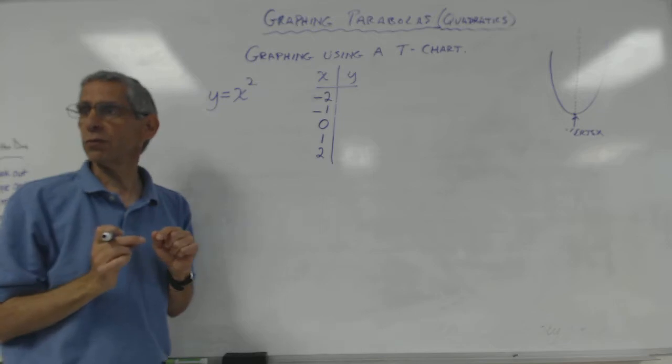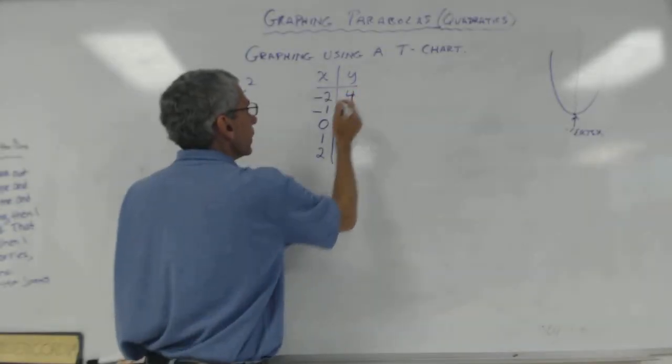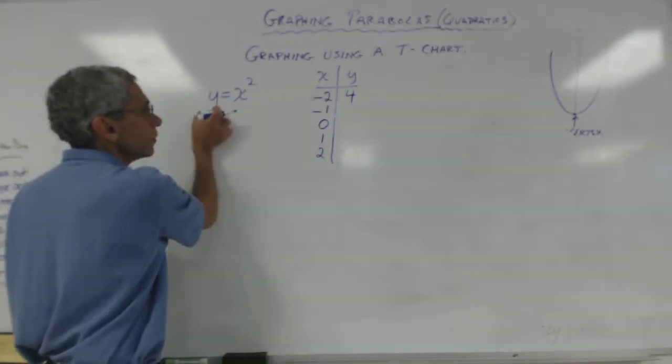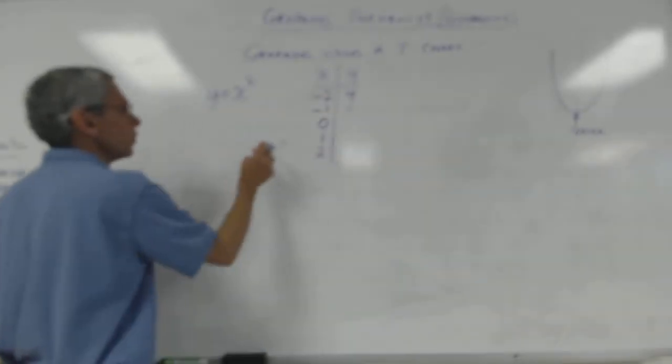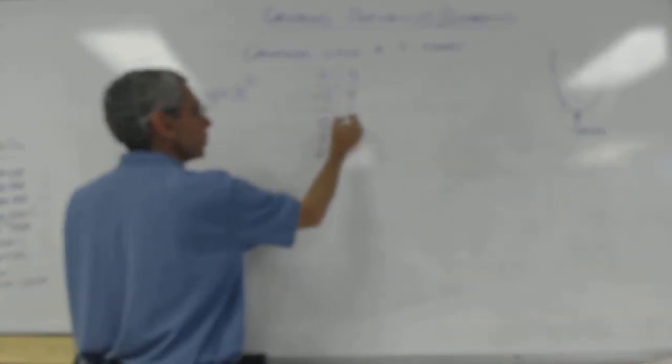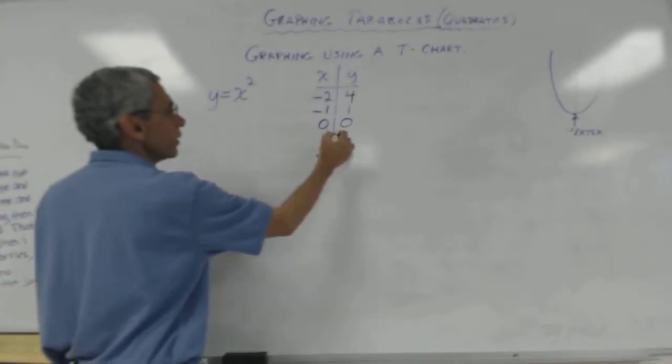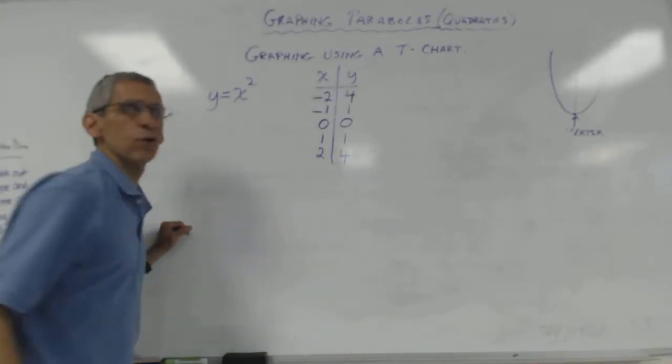-2 times -2. 4. Positive 4. All right. What is -1 squared? 1. Positive 1. 0 squared is 0. 1, 4. So 4, 1, 0, 1, 4. What do you notice?